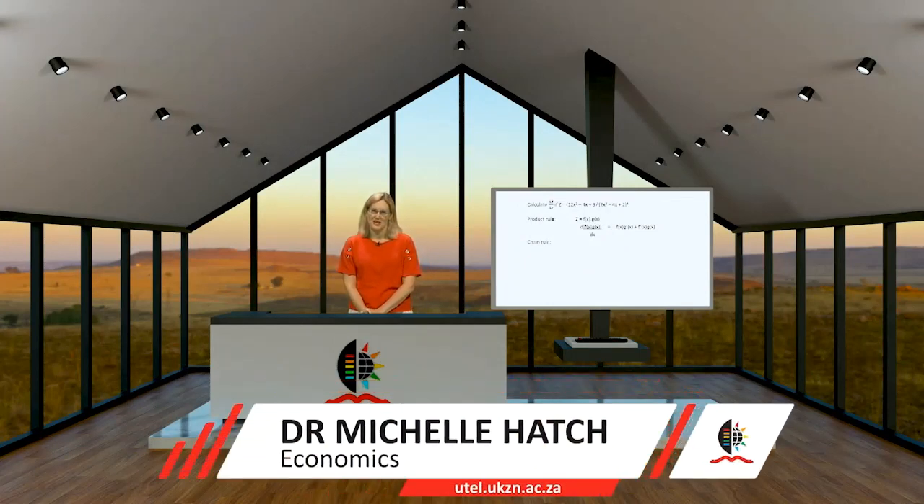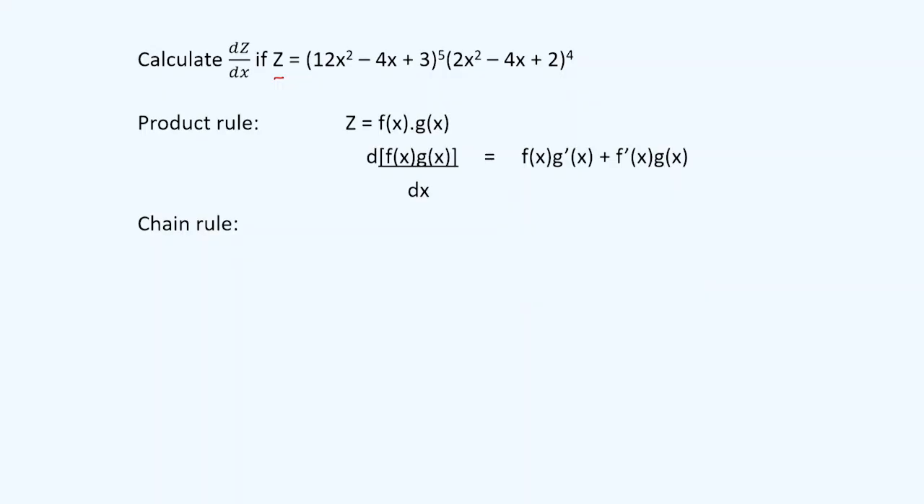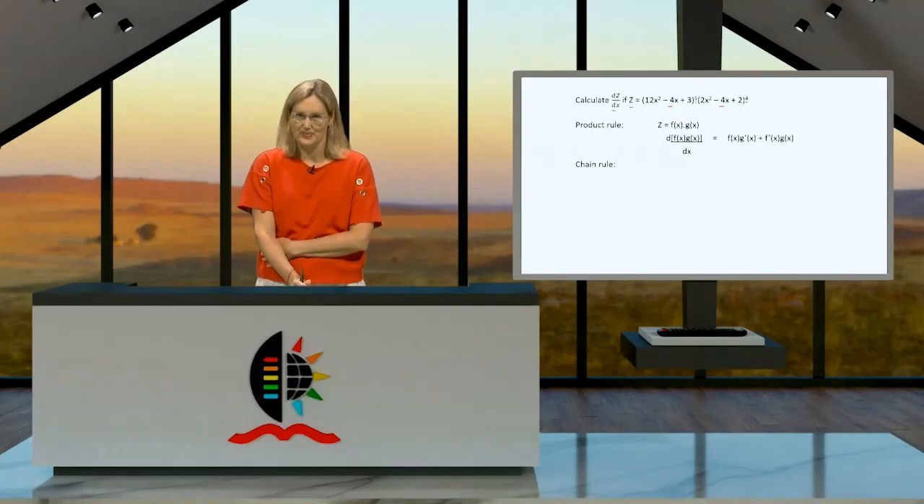We're going to work through some examples of differentiation, starting with our first example here, where we have z equal to the product of two functions. We can see that this first function is to the power of 5 and the second function is to the power of 4. And we've been asked to find the derivative of z with respect to x.